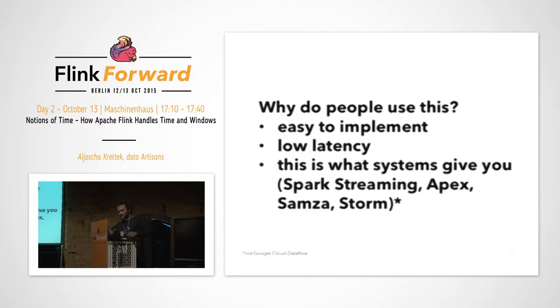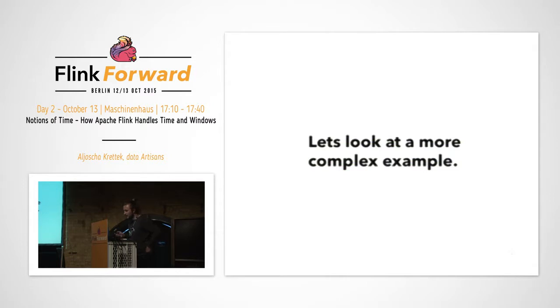And another reason why people do this is actually because they don't have many options to do other stuff. So this processing time windowing is actually what systems such as Spark Streaming, Apex, Samza, Storm give you. You have to do it yourself there. They don't give you another way of dealing with time and windows. And of course, you should know by now, Google Cloud Dataflow is not one of these systems. So Google Cloud Dataflow provides a good way of dealing with event time and slack and delays and all this kind of stuff.